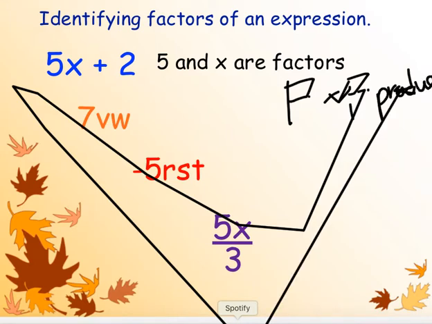Sorry about the board, folks. Don't know why it's doing that. Let's see if I can erase it.